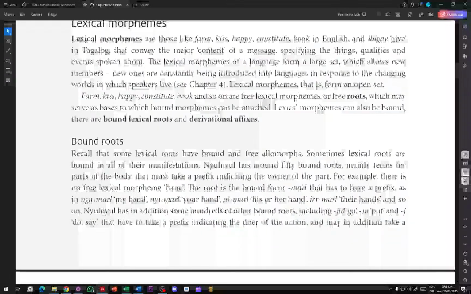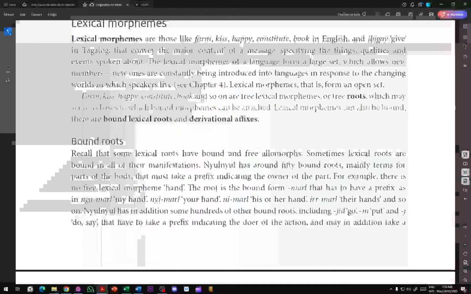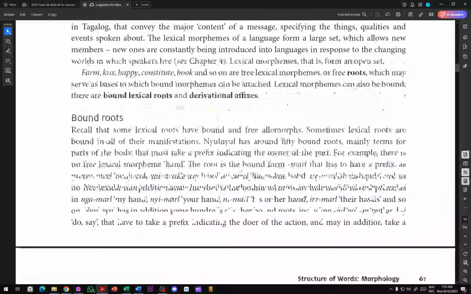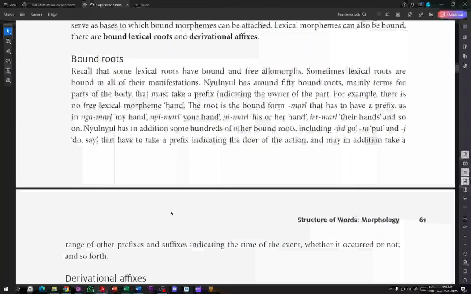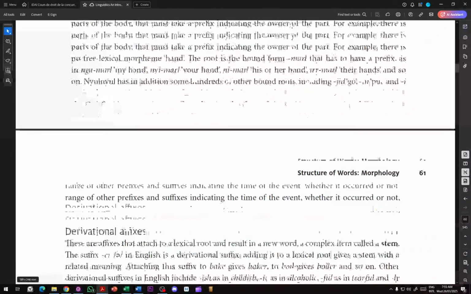Nuer has in addition some 100 other bound roots, including jid, go, put, je, do, and say, that have to take a prefix indicating the doer of the action, and may in addition take a range of other prefixes and suffixes indicating the time of the event, whether it occurred or not, and so forth.